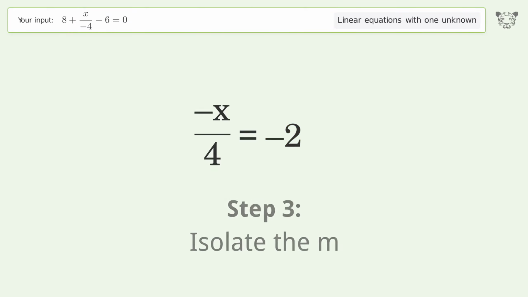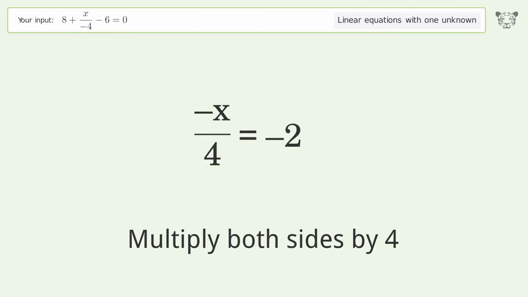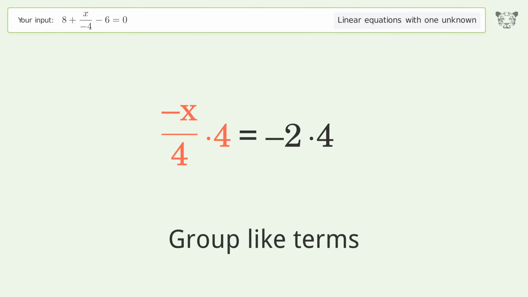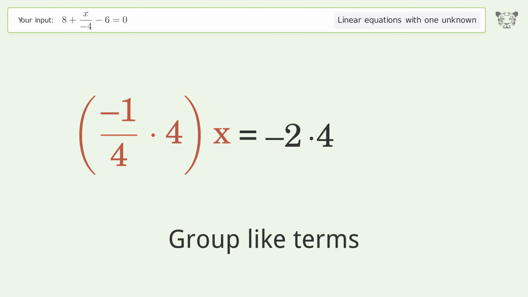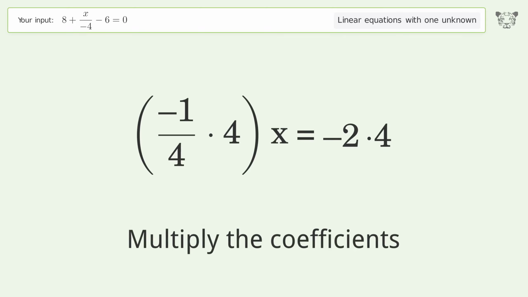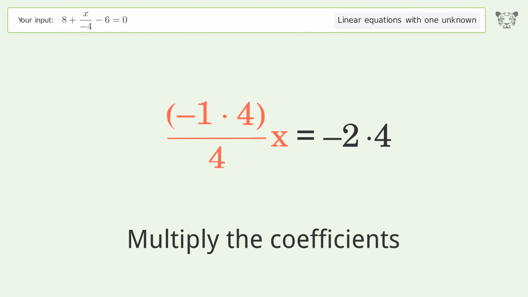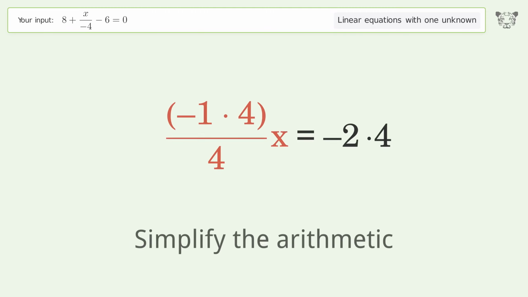Isolate the m. Multiply both sides by 4. Group like terms. Multiply the coefficients. Simplify the arithmetic.